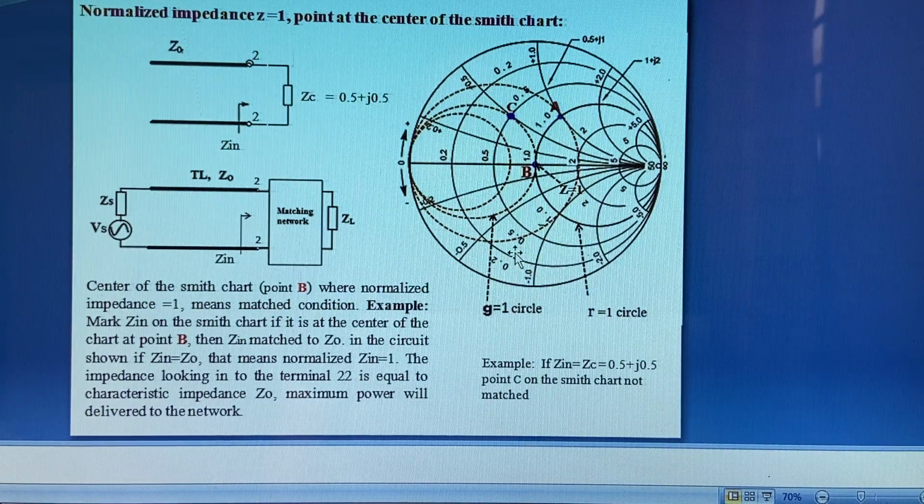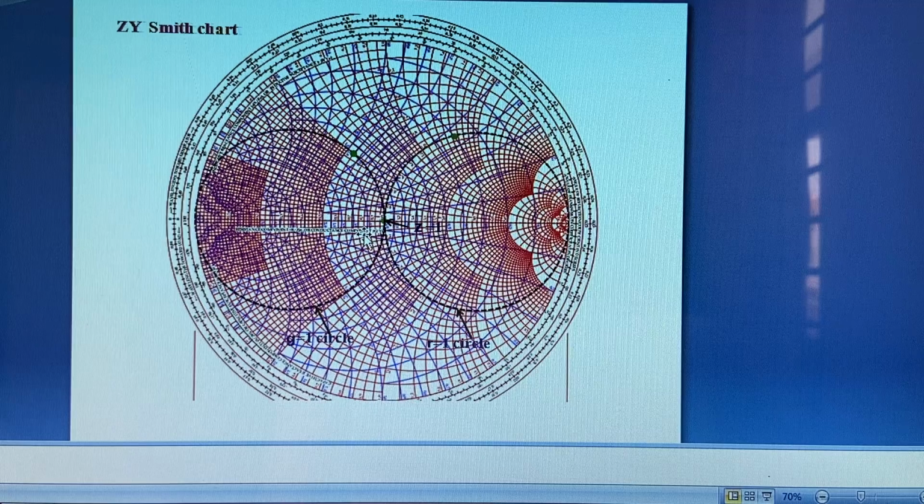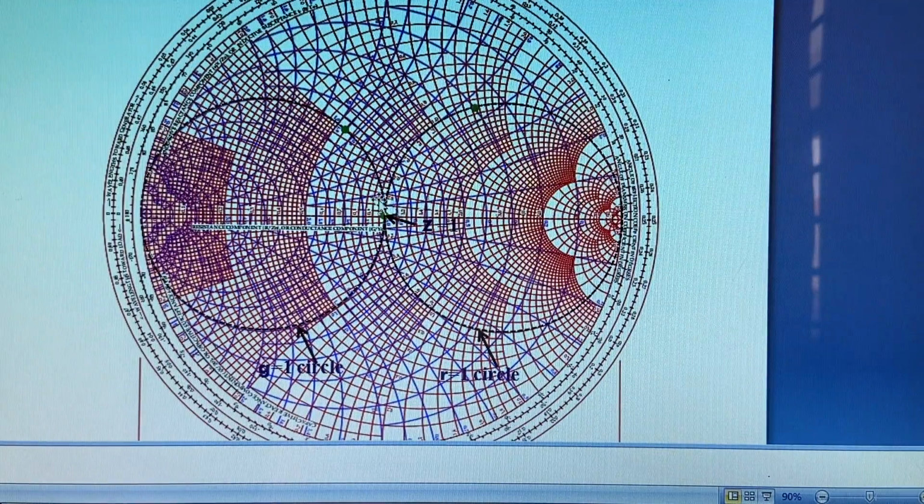Actually on the Smith chart they look like this, the R equal to 1 circle and the G equal to 1 circle. So this is the actual Smith chart here. In the actual Smith chart, this is the R equal to 1 circle, shown in dotted black line here. And these are all resistance circles. This is the resistance circle R equal to 1. It is passing through the center of the Smith chart.